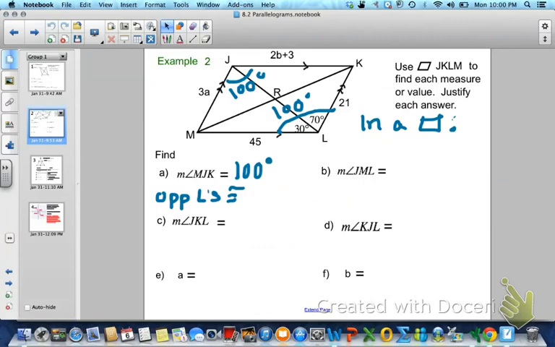Looking at angle JML right here, that is a consecutive angle with the one that we just worked on, and also this 100 degrees angle here at MLK. So consecutive angles are supplementary, which means they need to add to 180, so that means this angle is going to be 80 degrees.